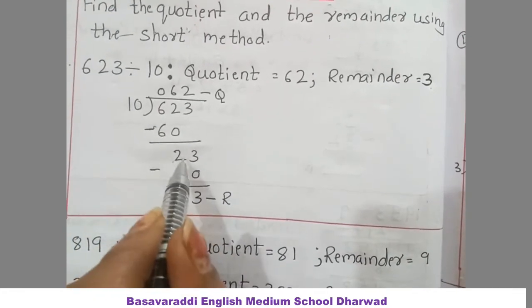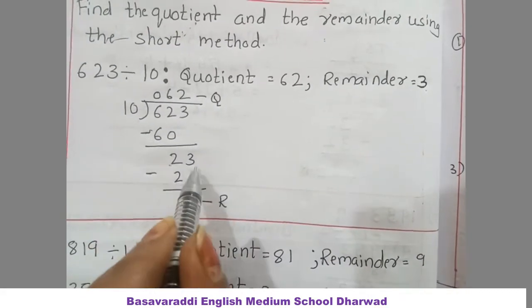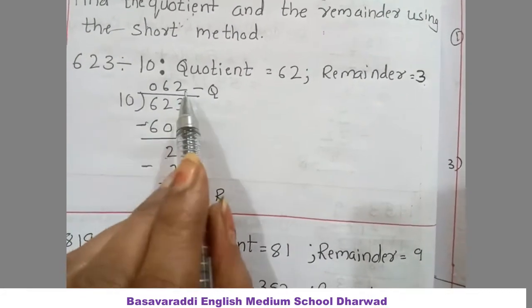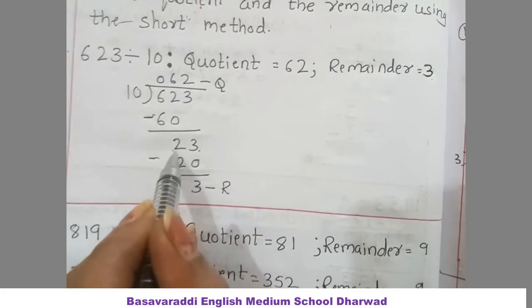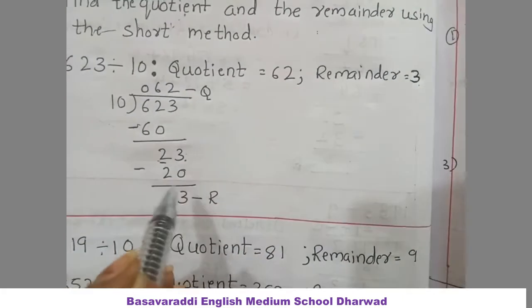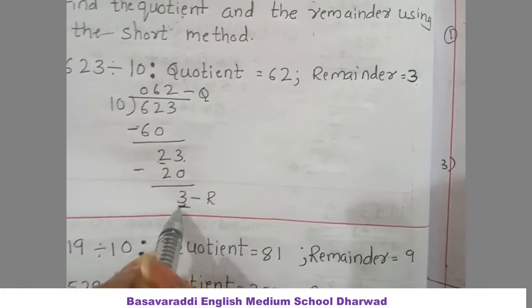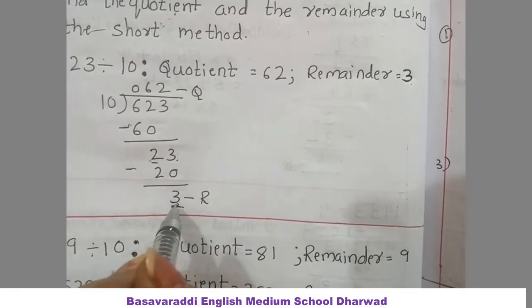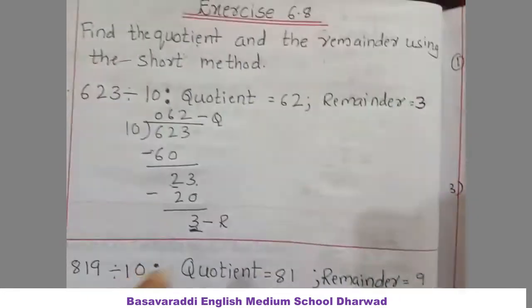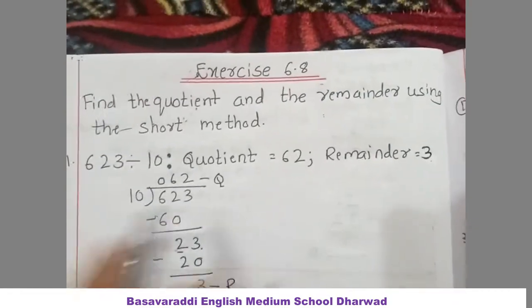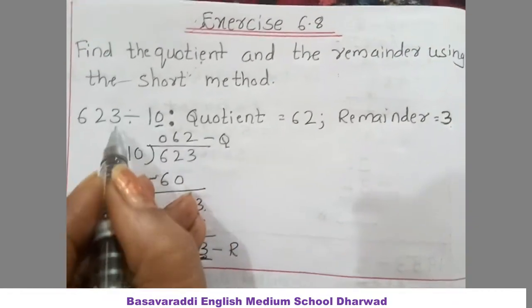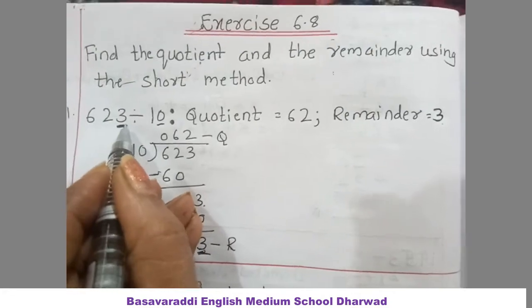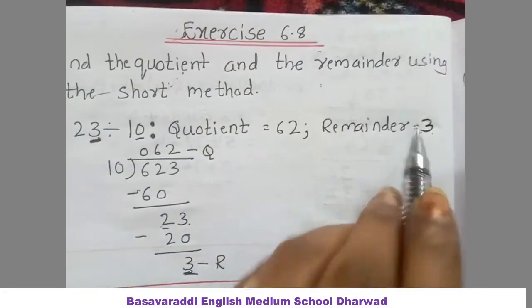So again we are bringing down the 1's place, 23. Then 10 twos are 20. Why are we bringing it down? 2 is smaller, so we are bringing down 20. R means remainder, remainder 3. So what we have to do? This is the shortcut: here 1 0 means the 1's place is the remainder. 3 is the remainder and 62 is the quotient.